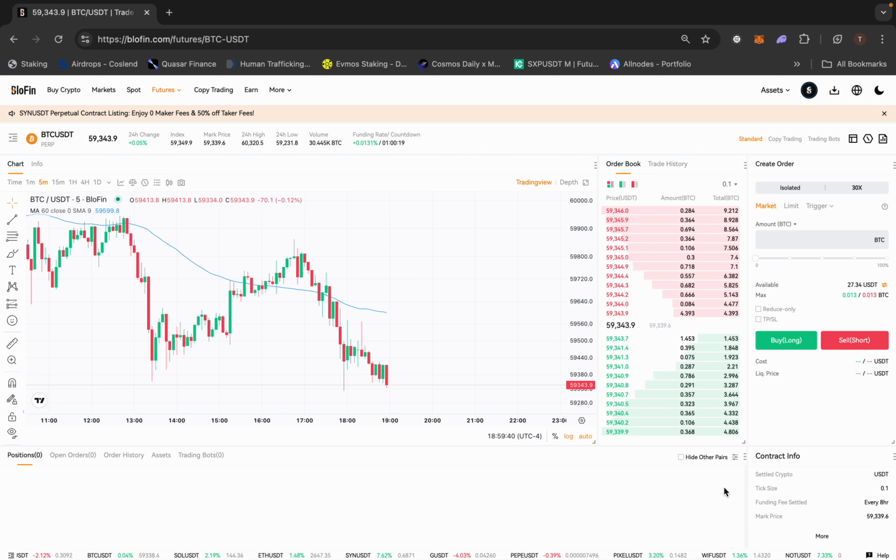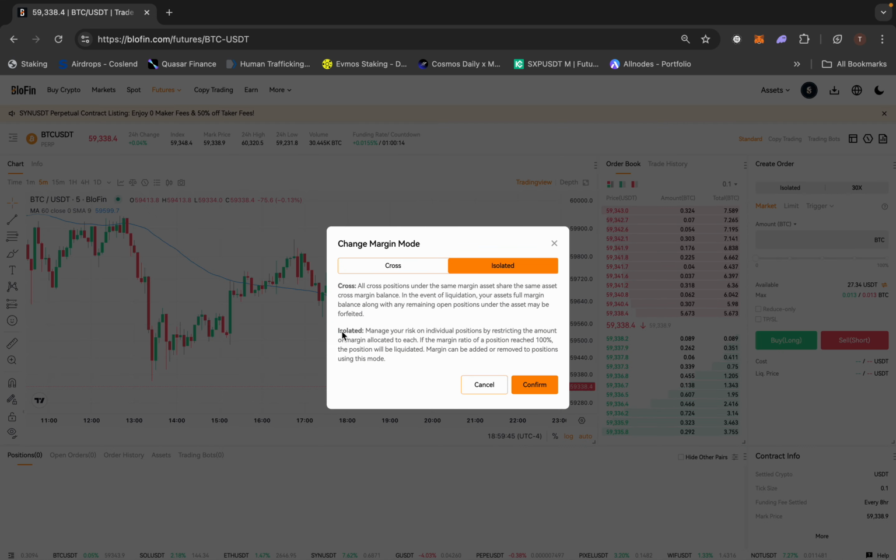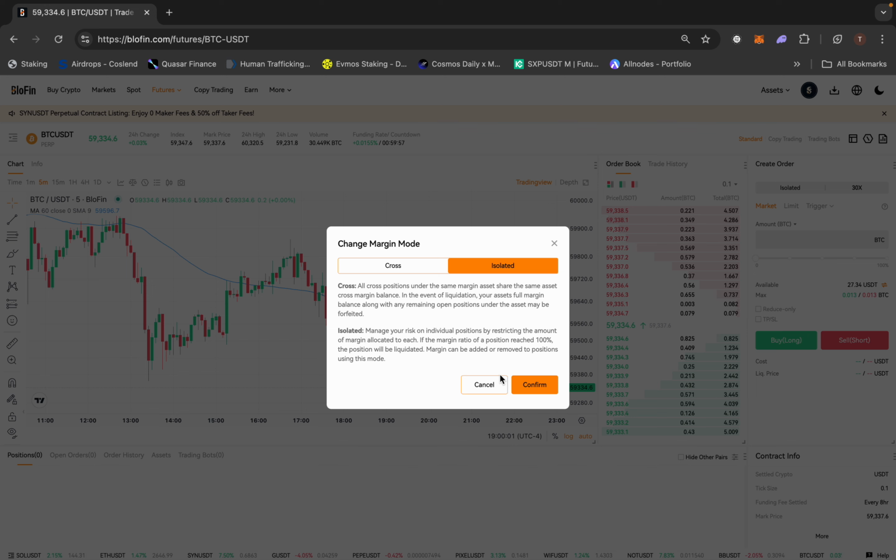So with cross leverage, it's going to use your entire position as margin, right? And we can read about this here. With cross, all cross positions under the same margin assets share the same asset balance. So in the event of liquidation, all your positions are going to be liquidated. What this means is that regardless of where the money is, if it's in your spot account, your funding account, or your futures account, if you lose the money, you're going to liquidate your entire account. It's going to keep on taking more and more money until you get liquidated or until the price reverses. It's going to infinitely add more margin.